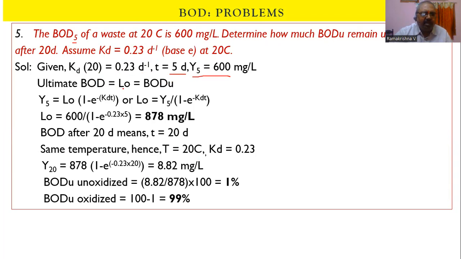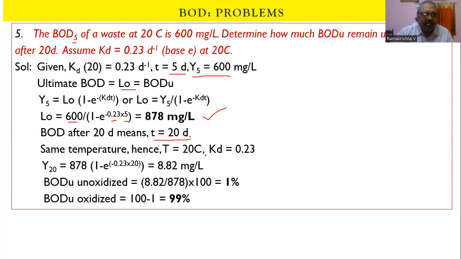Ultimate BOD is equal to L0, which is also equal to BODu. So Y5 is equal to L0 into 1 minus e to the power minus kd t, so L0 is equal to Y5 divided by 1 minus e to the power minus kd t. So L0 is equal to 600, and at 20 centigrade only the data is given, so 0.23 into 5. We calculate here 878 milligrams per liter. This is the ultimate BOD.